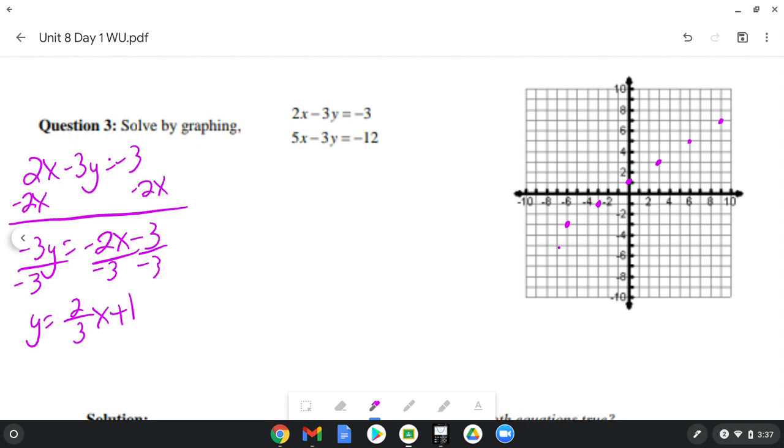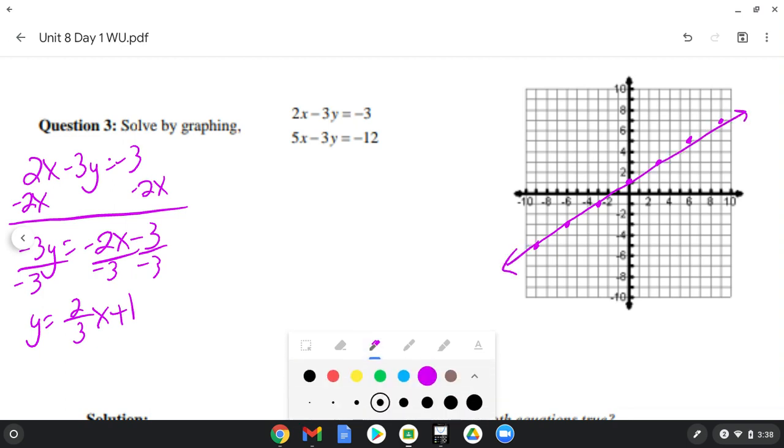Oopsie, I didn't mean to make that mark. Down 2 to the left 3. I think those are all my points that are down 2 to the left 3 and up 2 and to the right 3. There's my first line. My second line, I'll go green.